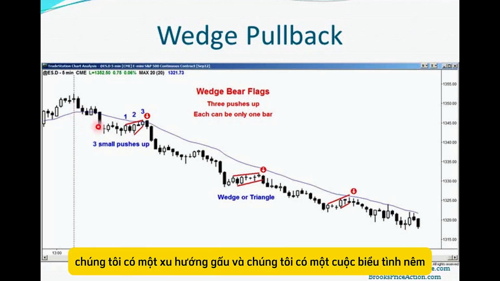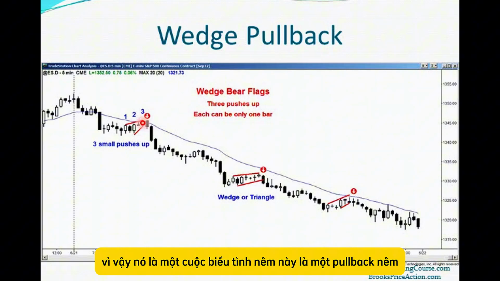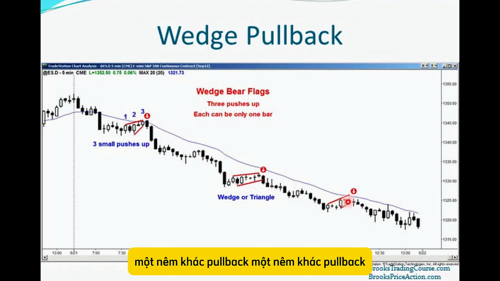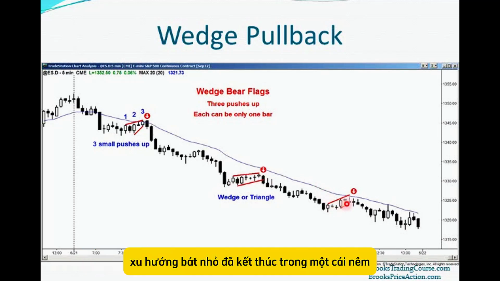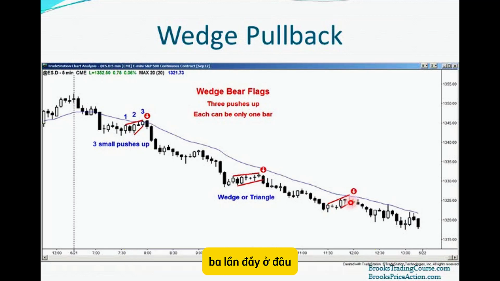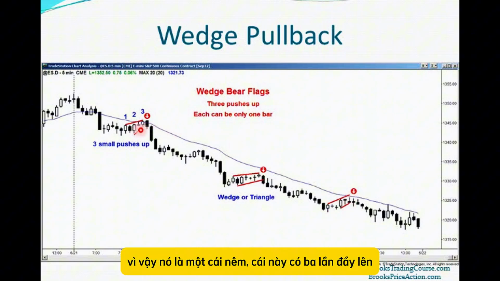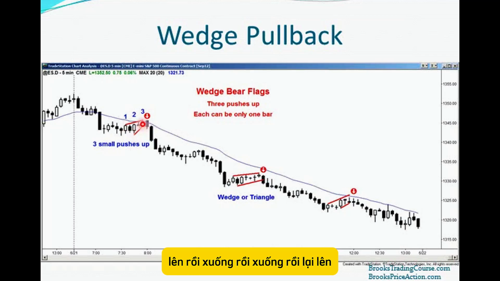So for example, we have a bear trend and we have a wedge rally. So this wedge rally is a wedge pullback, another wedge pullback, another wedge pullback. Every pullback is a small bull trend. So this small bull trend ended in a wedge top. This small bull trend ended in a wedge top. Where are the three pushes? Up here and then down, up here and then down, and then up here. So it's a wedge. This has three pushes up and then down, up and then down, and then up again.